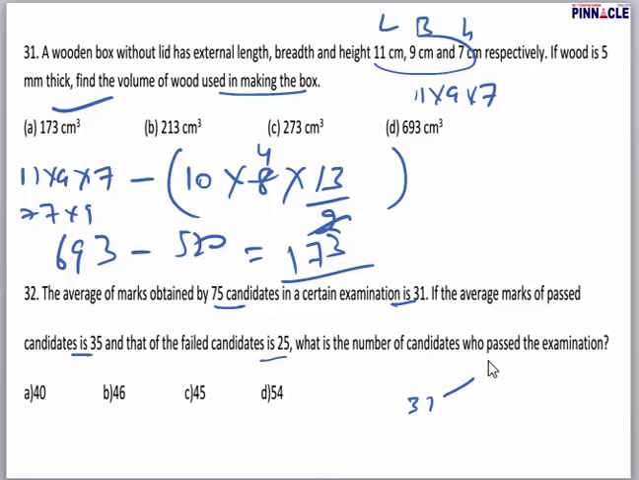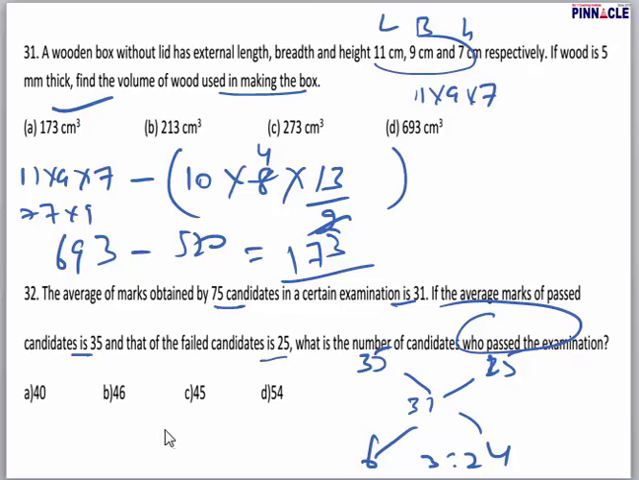31 and 25 on one side, other side 35. The difference here is 6, here the difference is 4. 3 is to 2 is the ratio. Now if 3 is passed, then fail is 2. Total students are 75, and we have to tell the number of candidates who passed. It means out of 5 candidates, 3 pass. 3 by 5 into 75, 45 students passed.